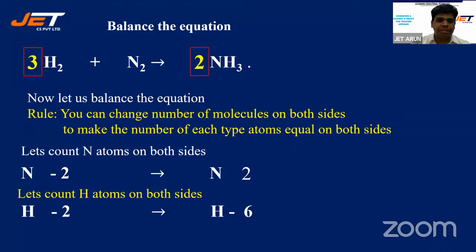Now, do you think the equation is balanced? Yes. H is 6 on left-hand side and H is 6 on right-hand side. Number of atoms of hydrogen are 6 on left-hand side and 6 on right-hand side. It's balanced. Now it's balanced, students. Now look at another example.